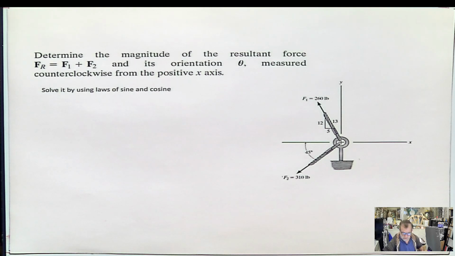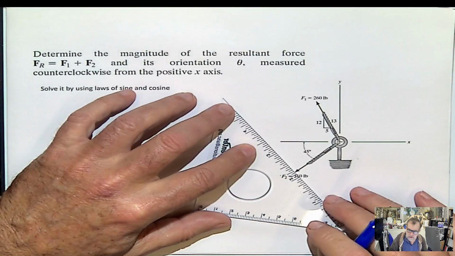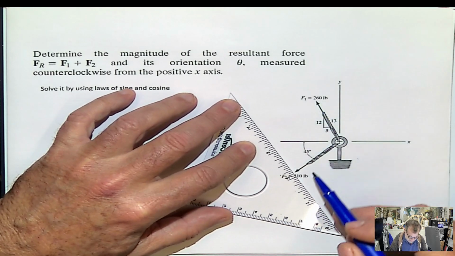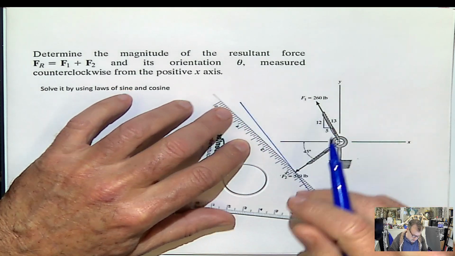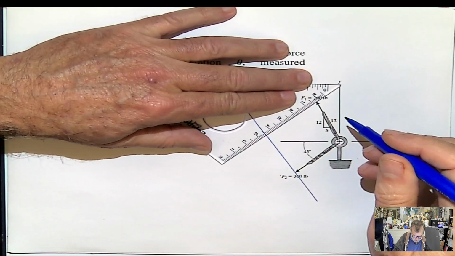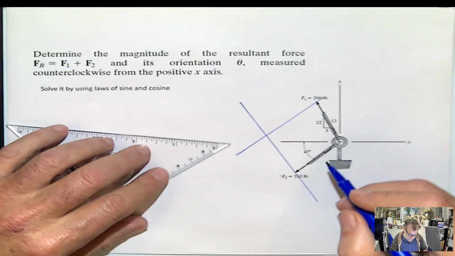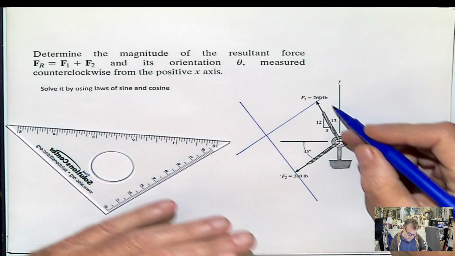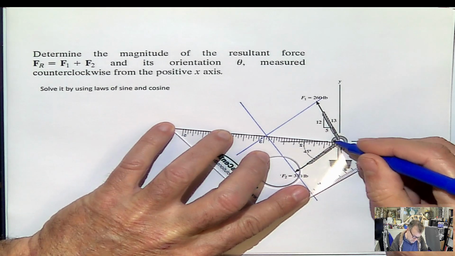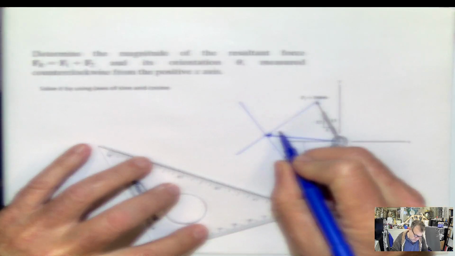So basically what you have to do is complete a parallelogram here. I'm just going to draw a parallel line to this one and a parallel line to this one, this other force here. And whenever you do that, you complete the parallelogram, and the resultant force graphically should be this one from here to here. That will be the resultant force that we are looking for.